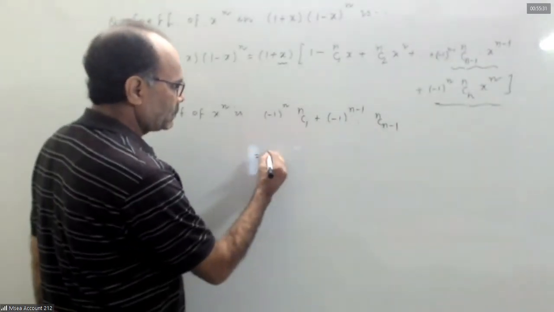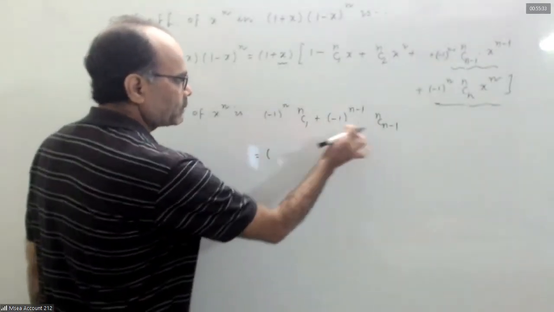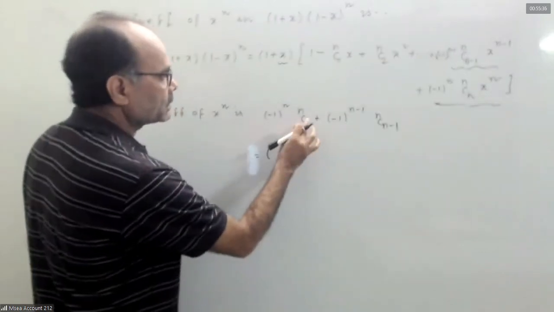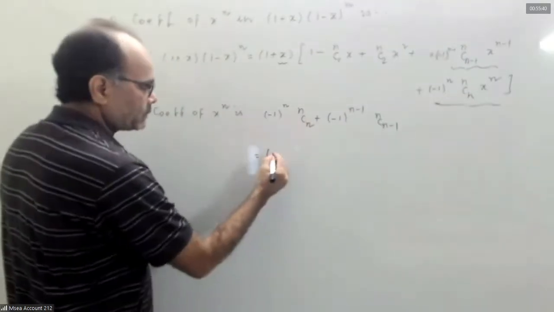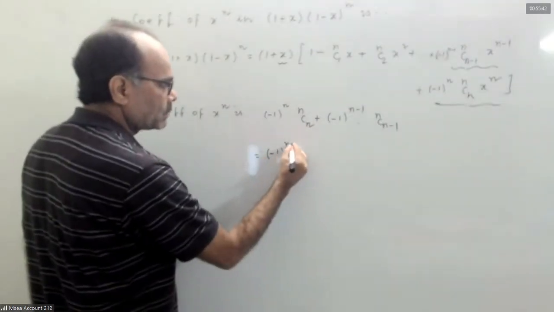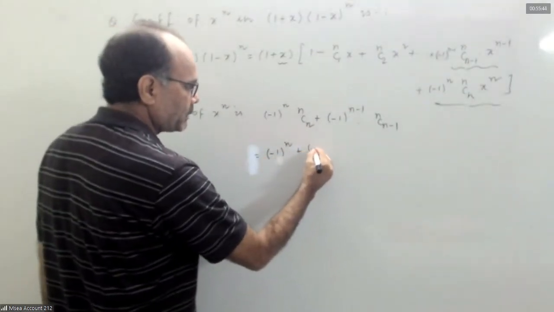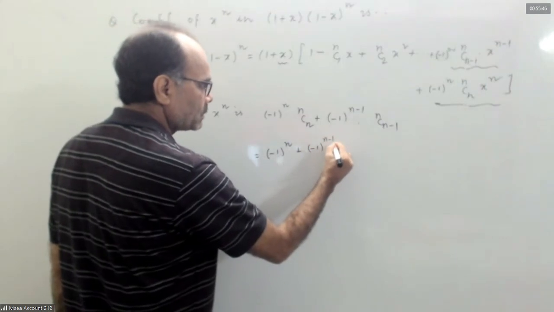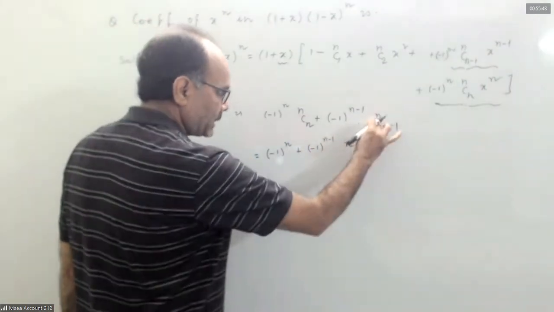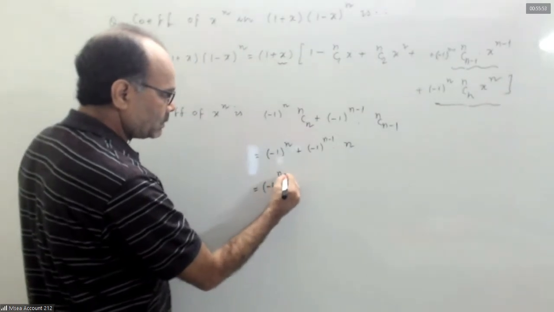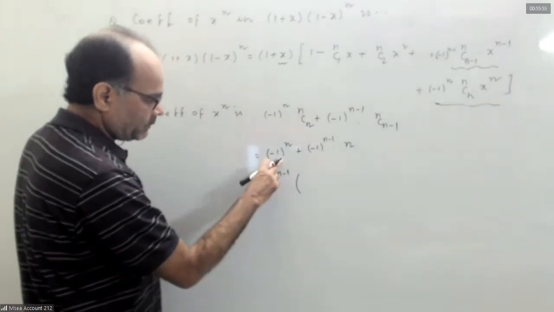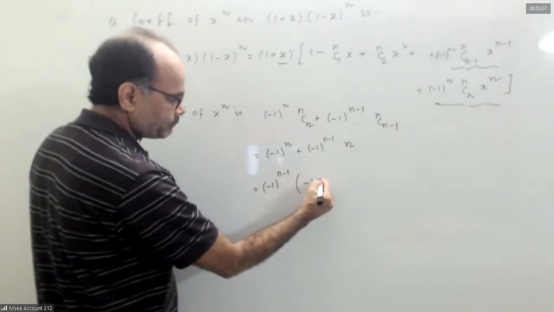So simplify. Both the values are same. It is nCn, sorry, it is nCn. So minus 1 to the power n plus minus 1 to the power n minus 1 into n. This is n. So minus 1 to the power n minus 1 common. Here we are left with minus 1 plus n.